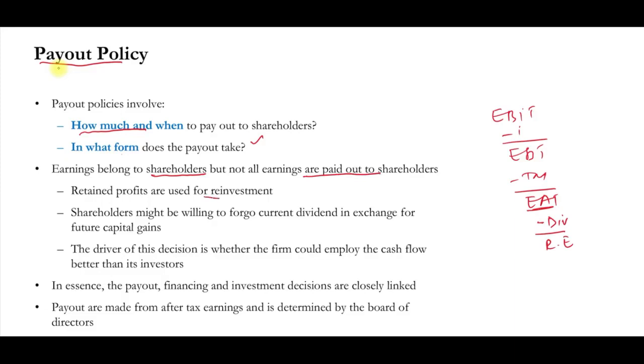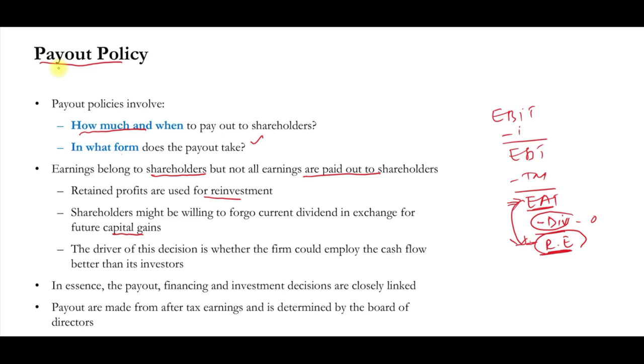So retained profits are used for reinvestment. I discussed that shareholders might be willing to forgo current dividend in exchange for future capital gain. It means if we are not paying dividend, shareholders would be very happy if we can increase their wealth, because we are retaining it. Shareholders should know that the company would be using this fund for the investment so that their assets and capital gain increase. The driver of this decision is whether the firm could employ the cash flow better than its investors. Of course, the company would use these funds properly, and then it would increase the capital gain.